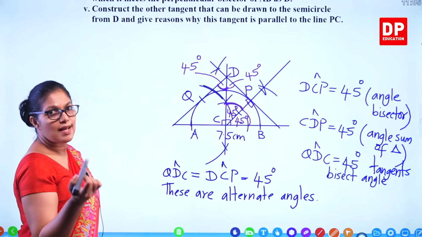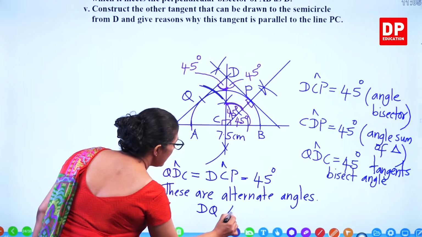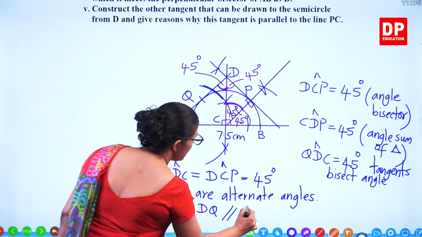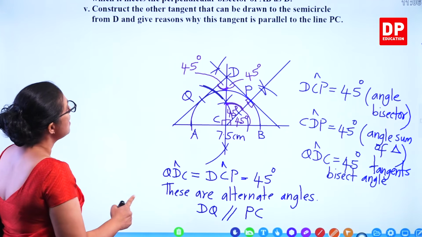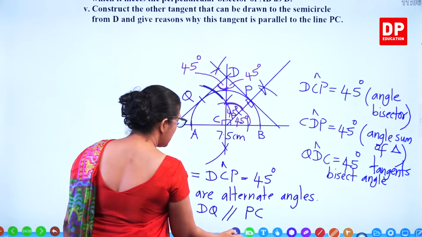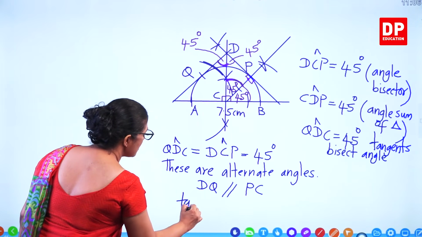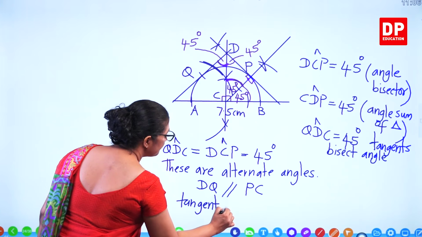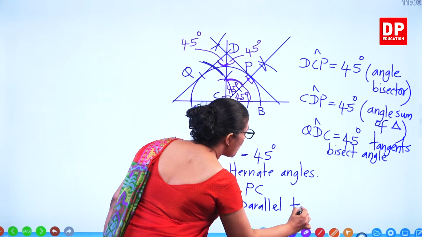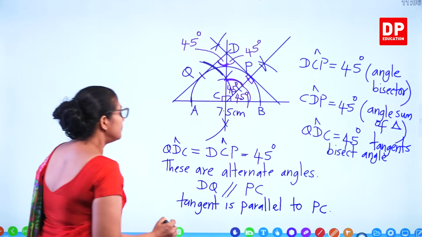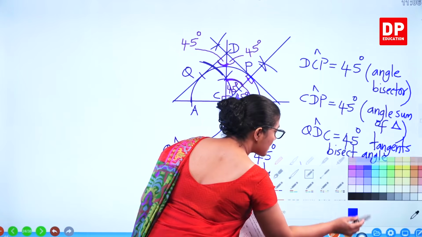So alternate angles are equal means you can say DQ is parallel to PC line. So that's what they want. So the tangent is parallel. So DQ means actually the tangent. So we can say tangent is parallel to PC. So that's the answer. Now we'll see how you get marks for this.